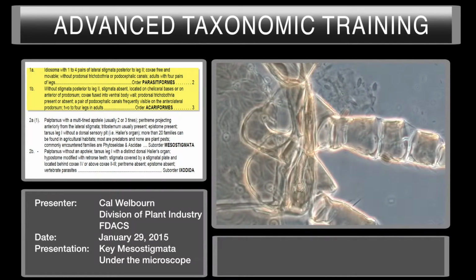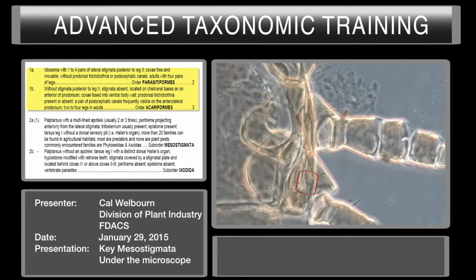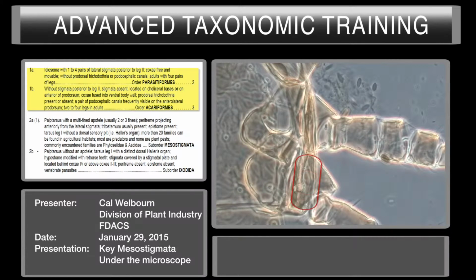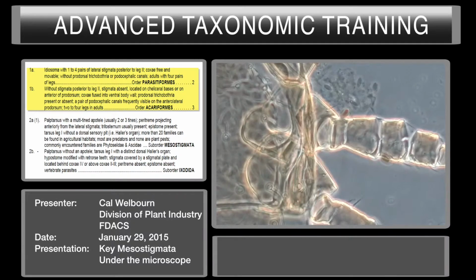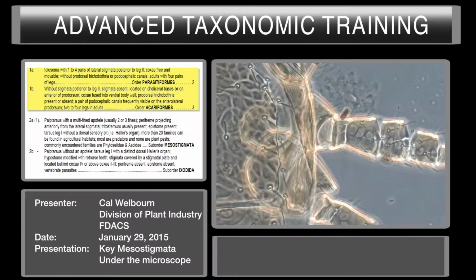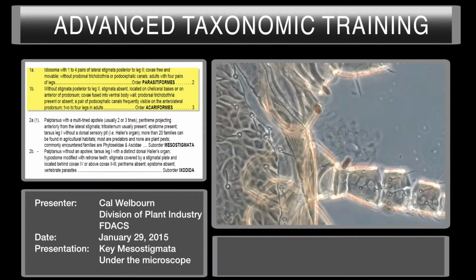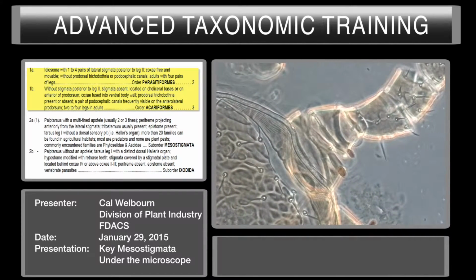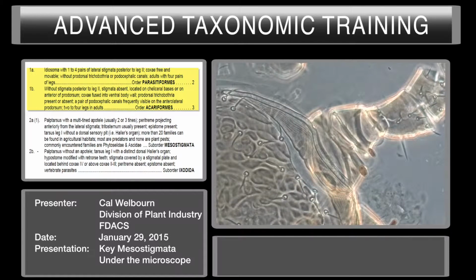Right. This is legs 3 and 4, leg 3, leg 4. Here's your stigmata. It's in a sclerite. There's a sclerite around it, but you can see the paratreme going up this way. If we go anterior, it shows up better as we go up here and ends right up here at the anterior end of the idiosoma. So it has lateral paratremes.